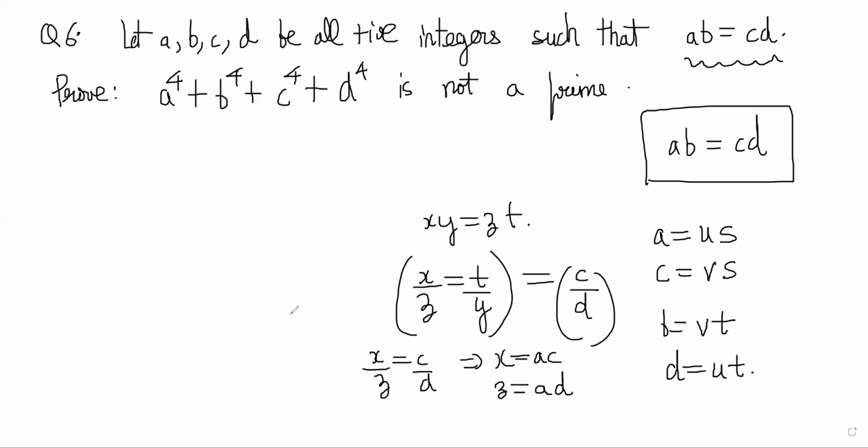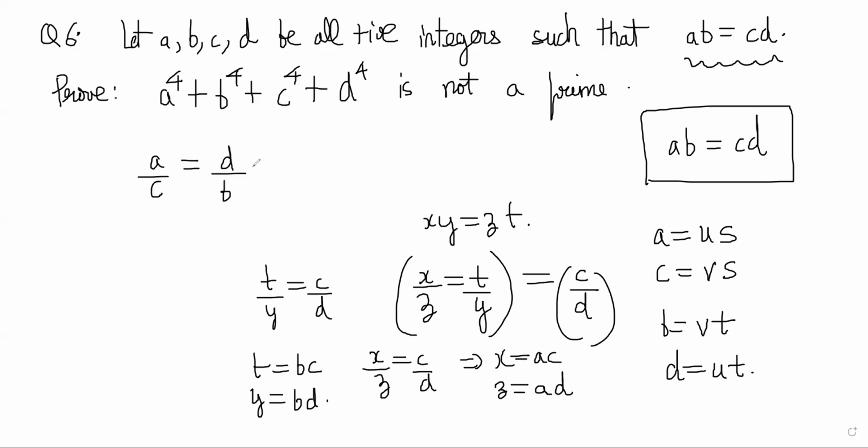Correct. And from t by y is c by d, you can say t becomes bc and y becomes bd, right? So similarly here, you can say a by c is equal to d by b. So you can say a by c is equal to d by b is equal to u by v, let's say. U and v are irreducible. So GCD of u and v is 1, right?